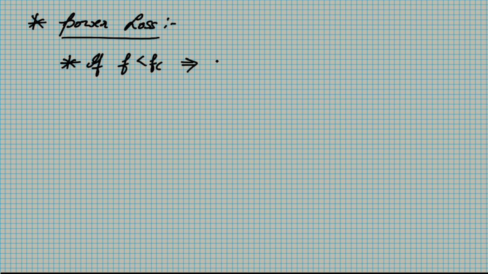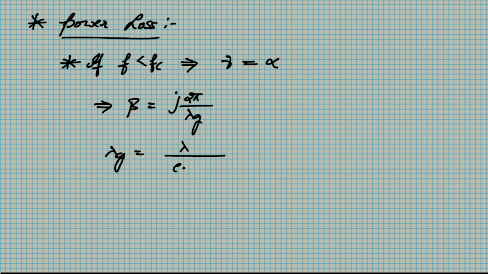under this case, the propagation constant gamma equals only alpha. So it means the phase constant beta becomes imaginary, implying wave attenuation. Under this condition, the value of beta can be calculated. It is imaginary, j 2 pi divided by lambda g, where we know that lambda g, the guided wavelength, is actually the normal wavelength divided by cos theta.